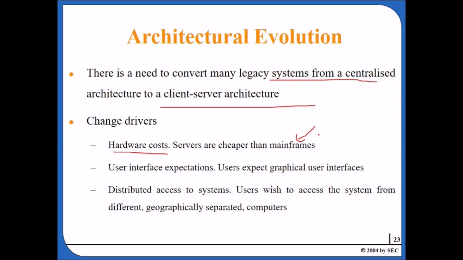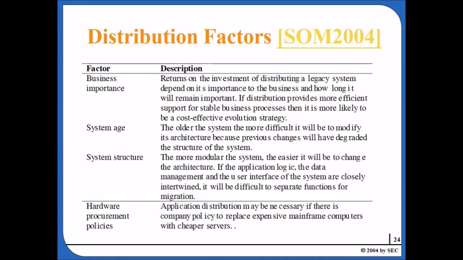User interface expectation, that is, users expect graphical user interfaces now, and distributed access to the system, that is, users wish to access the system from different geographically separated computers, right? So these are the distribution factors: business importance, system age, system structure, and hardware procurement policies. I hope you get the idea of what I wanted to highlight here.